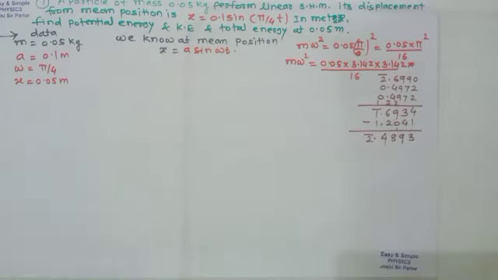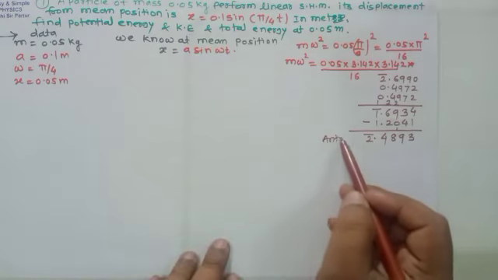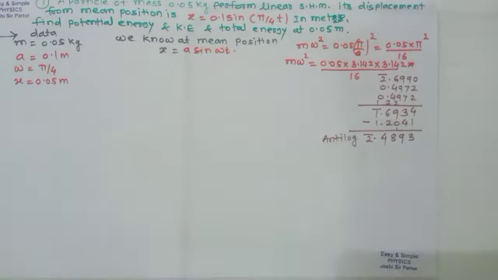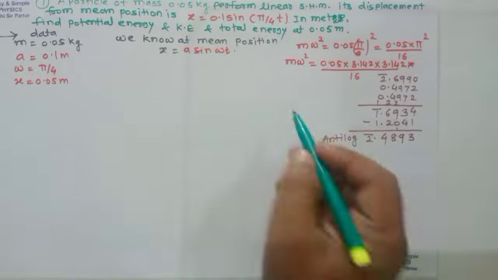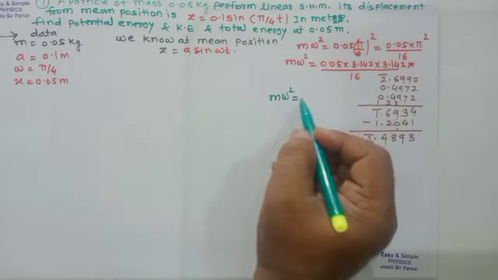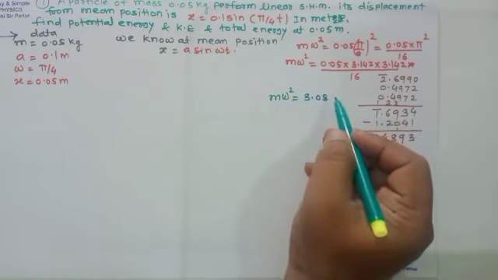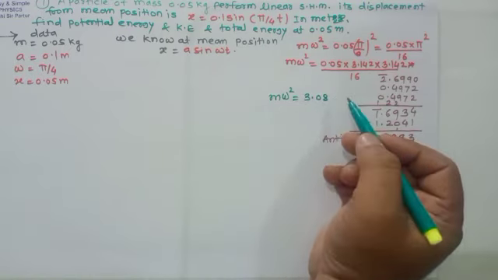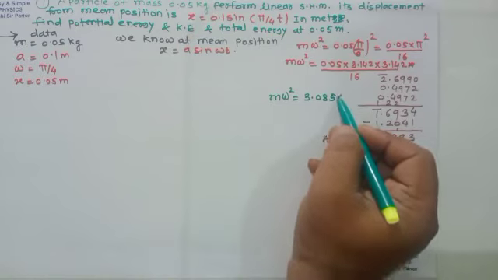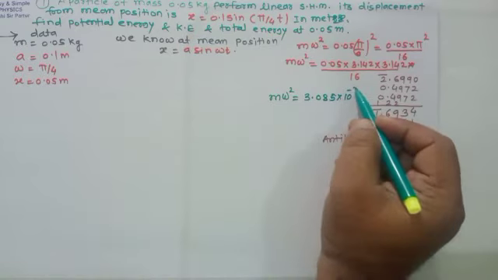If we see antilog, so antilog of 0.48 in 9, 3 will be mean difference. So 48 in 9, it is 3.083. In 3, mean difference is 2. So it will be m omega square will be 3.085 into 10 to the power minus 2.